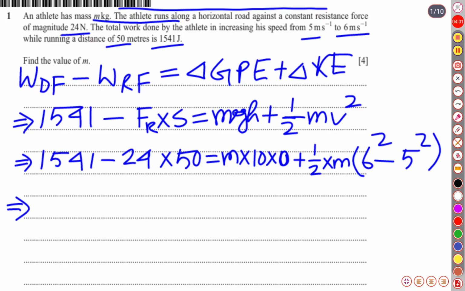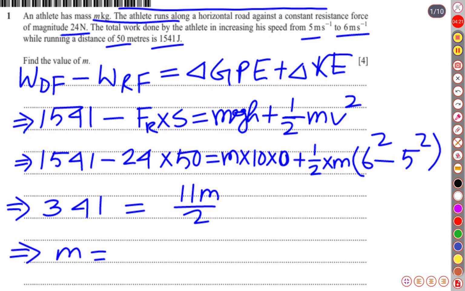1541, so 24 into 50 means 1200. If we do subtraction, it is going to be 341 equal to the first quantity is 0. Then 36 minus 25 means 11. So it is 11 m over 2. Or if we make m the subject, m is equal to 341 into 2 over 11.